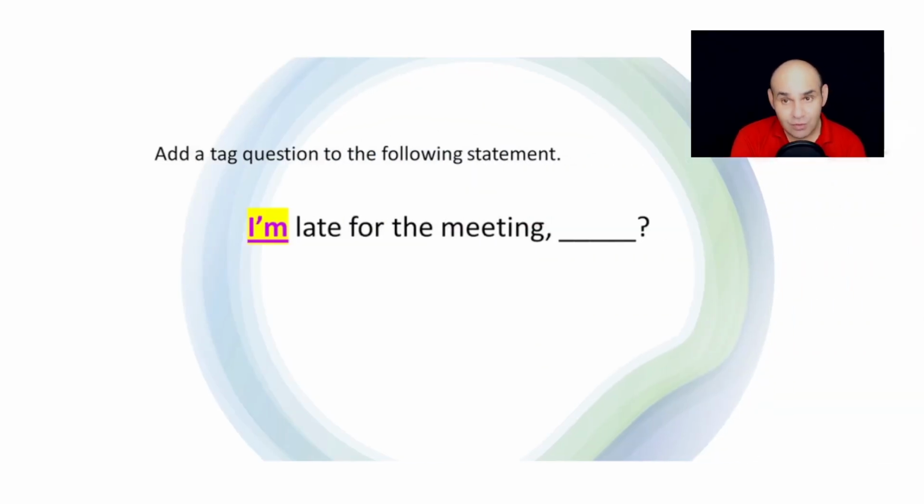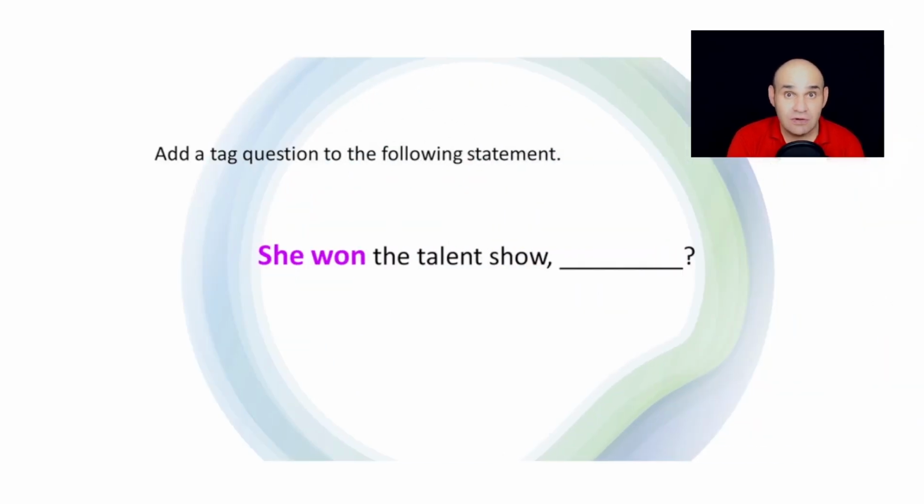Tell me about this one. I'm late for the meeting. As you can see again, we have a form of the verb to be. So what is the tag here? No, this is an exception. You know, when we have am as a form of the verb to be, as you can see here in this statement, it changes to are in the tag. So we do not say I'm late for the meeting, amn't I? No. We say I'm late for the meeting, aren't I? So this is an exception. Don't forget it.